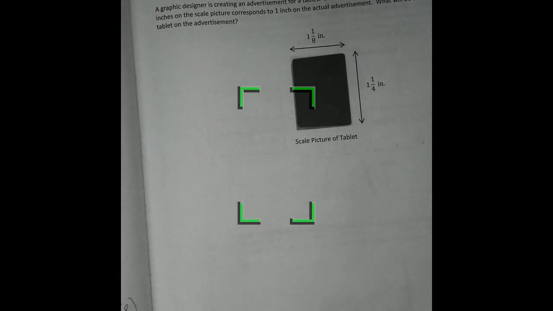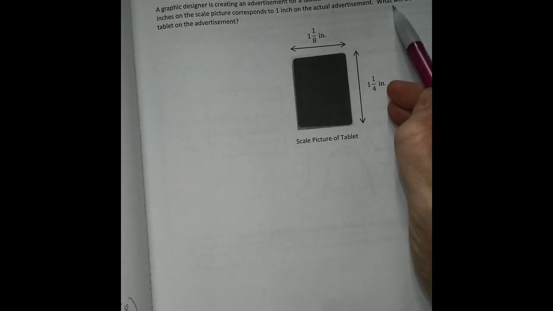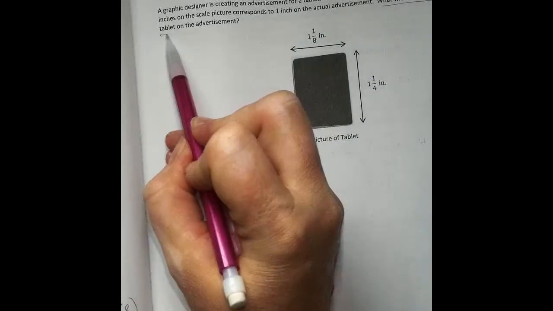Let's look at example number 3. A graphic designer is going to create an advertisement for a tablet. She needs to enlarge the picture here so that 0.25 inches on the scale picture corresponds to 1 inch on the actual advertisement. What will be the length and width of the tablet on the advertisement? So our question is, what will be the length and width on the advertisement? We've got to identify our x and our y here. So our x value is going to be our scale picture.